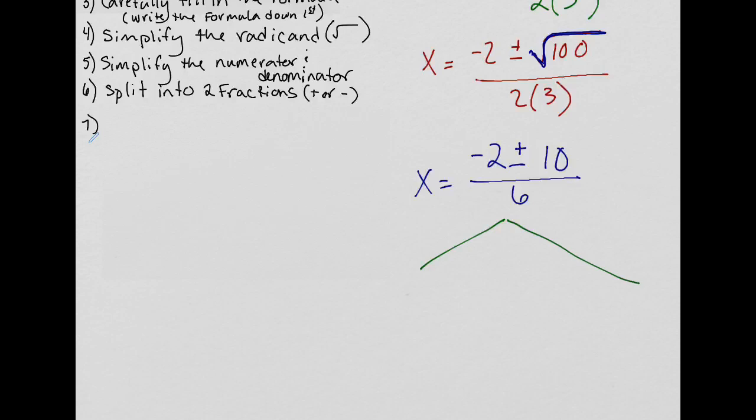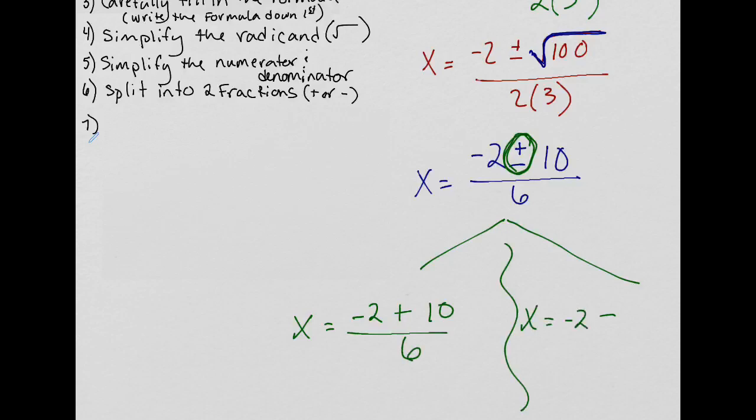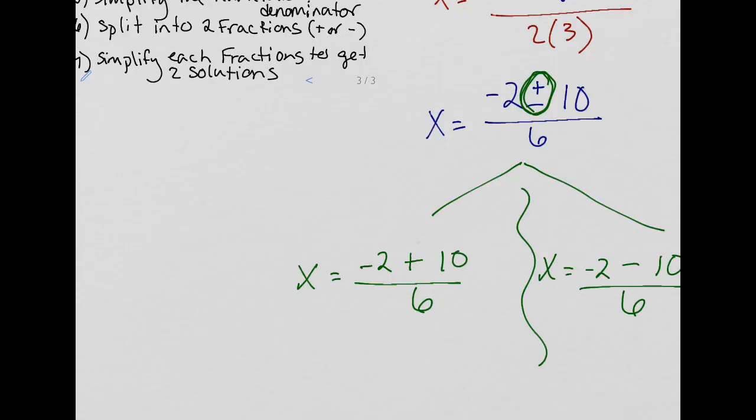And the reason why we can separate it or split it is because we have a plus and a minus. And that's the split. So I can say x is equal to negative 2 plus 10 over 6, or x is equal to negative 2 minus 10 over 6. And then step 7 is to simplify each individual fraction so that we get 2 solutions.